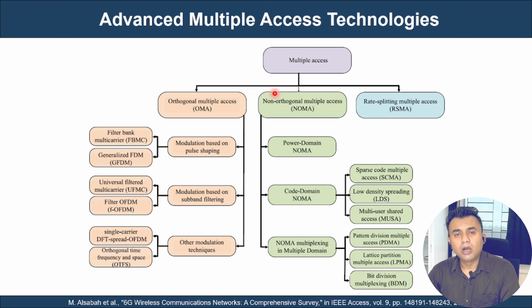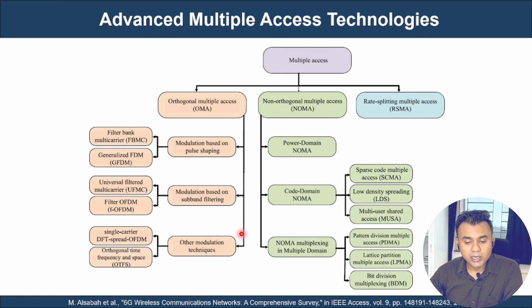So now, in this particular slide, when we are wrapping up and looking at all the multiple access methods all together, there are three major components. One is advanced multiple access technologies, which we are talking about right now. We have covered the basics just to brush up the concepts so that we can understand these advanced multiple access techniques very easily. One is OMA, orthogonal multiple access. One is NOMA, non-orthogonal multiple access, and third is rate splitting multiple access.